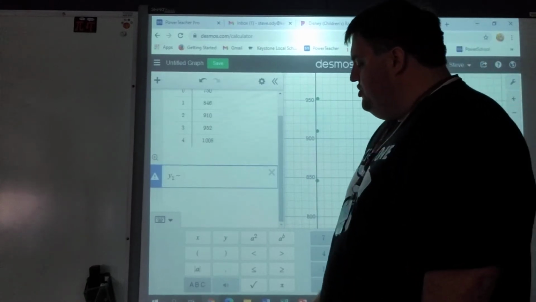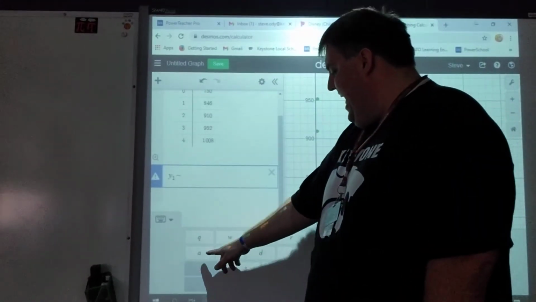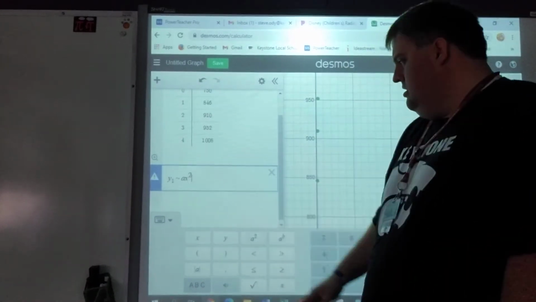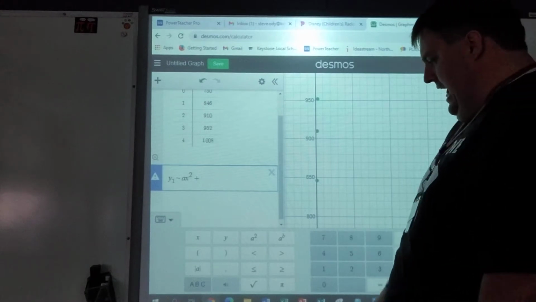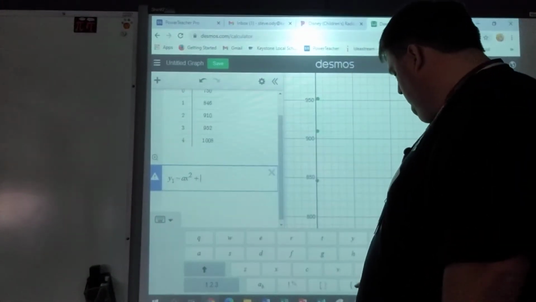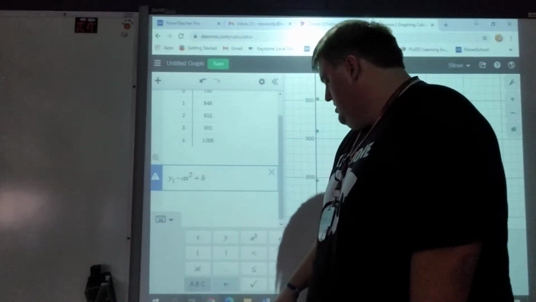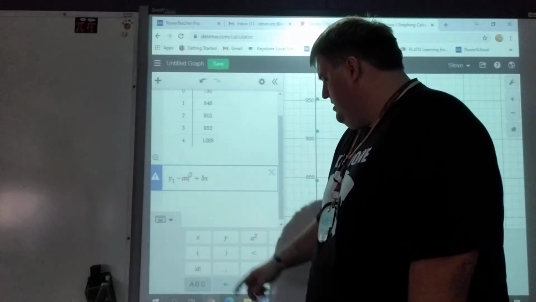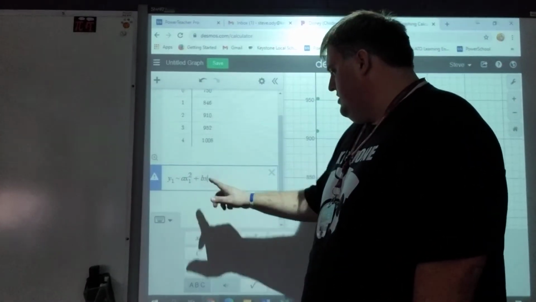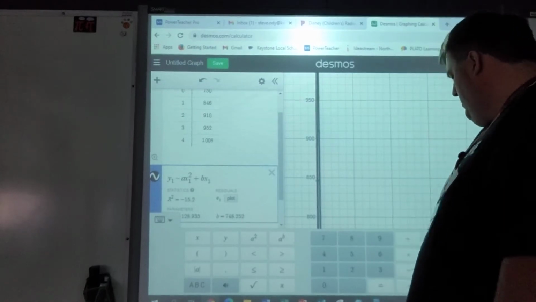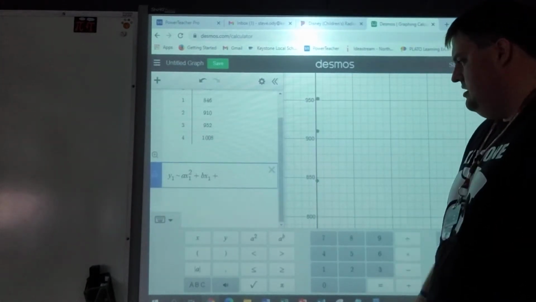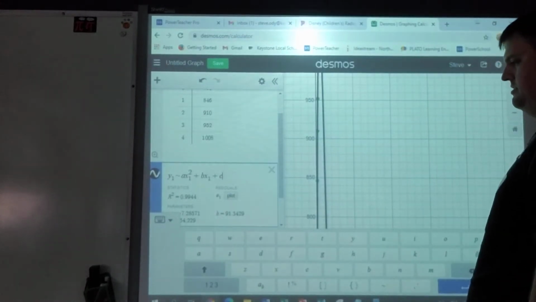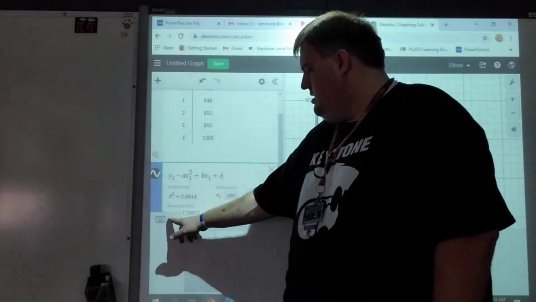So our generalized quadratic function is going to be a x squared plus bx. Oh, I need little ones on my x's. Almost forgot. Because we need to know which x's we're looking at. There we go. And then plus c. Sweet.